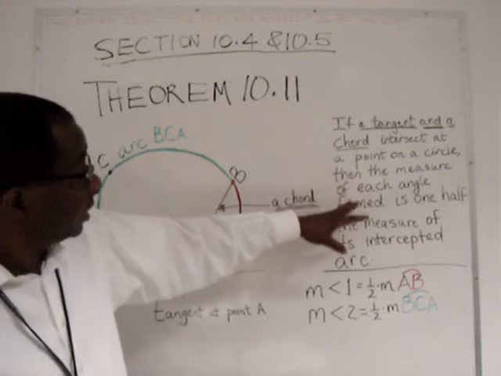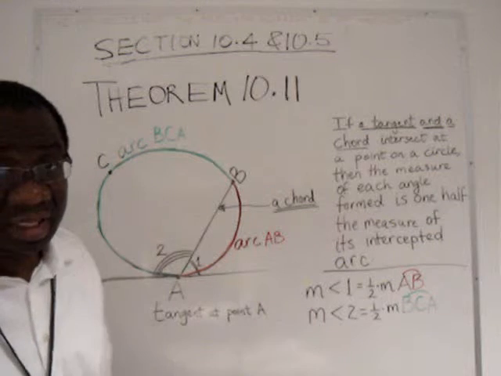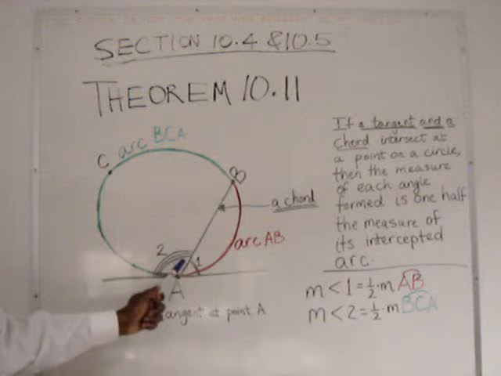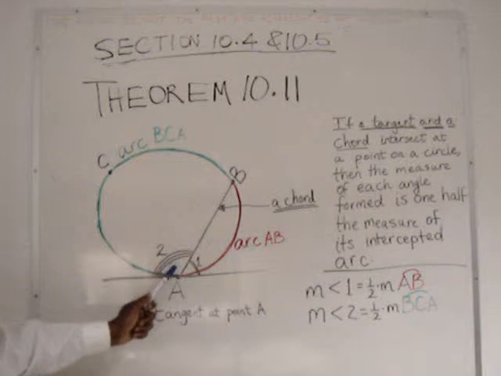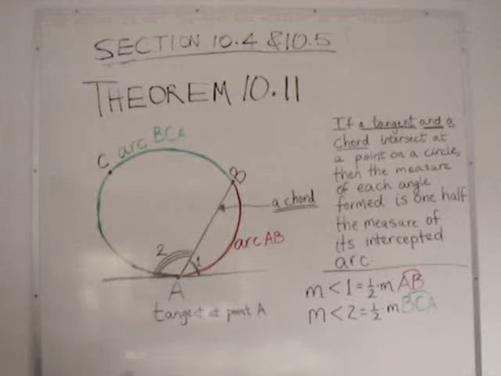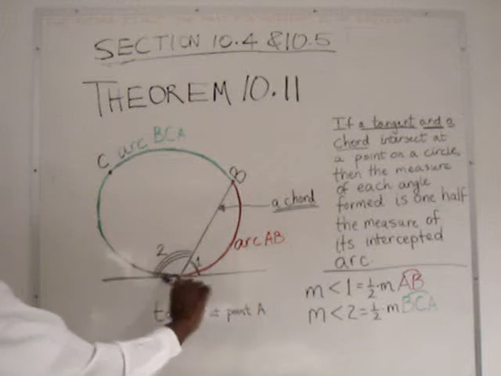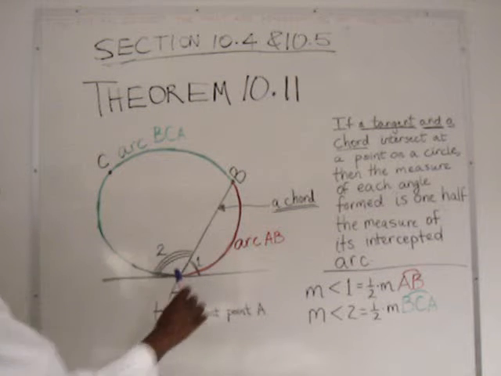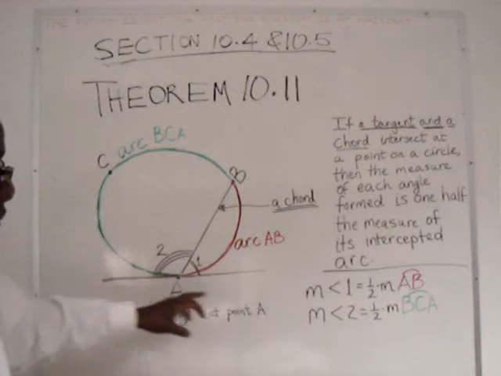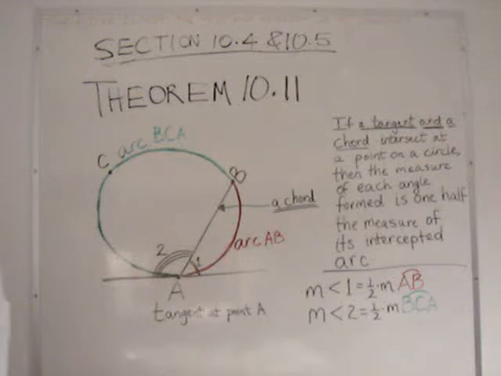This theorem says then the measure of each angle is 1/2 the measure of its intercepted arc. So for example, this angle, its intercepted arc is that one, right? And then this angle, its intercepted arc is that other one, right? So it's saying measure of angle 1 is equal to half the measure of arc AB.